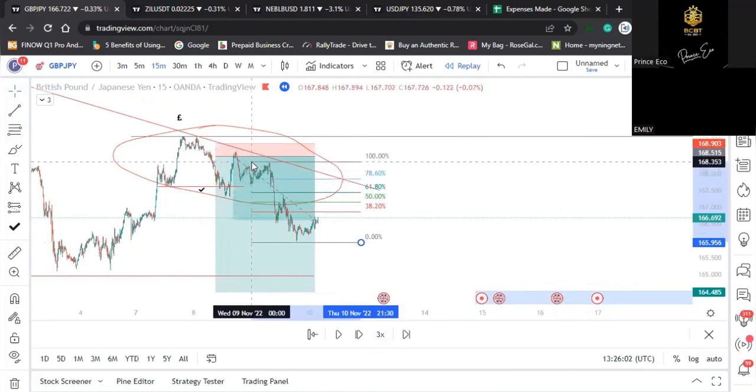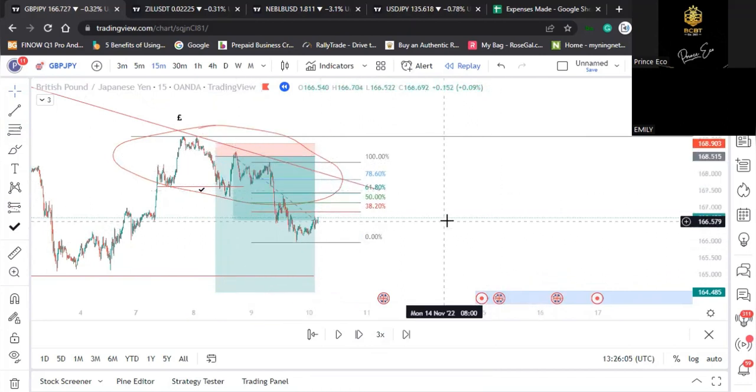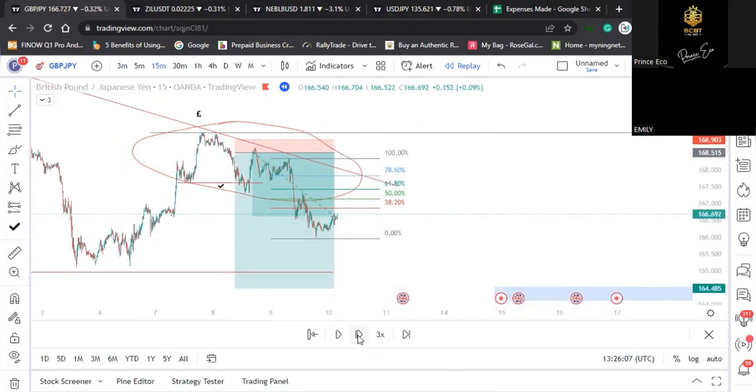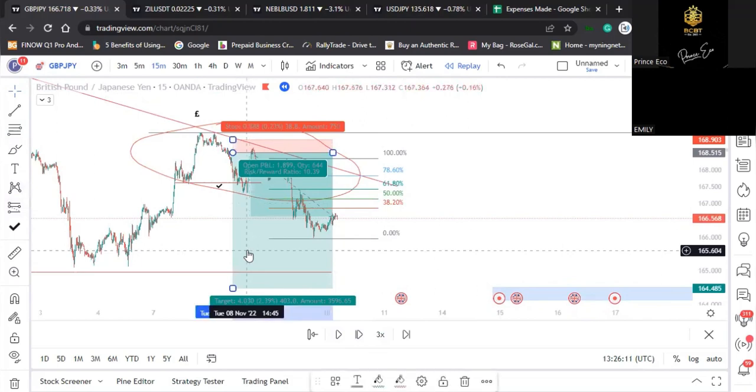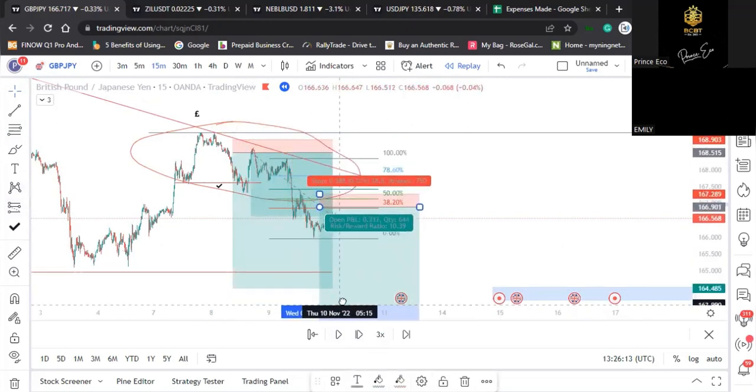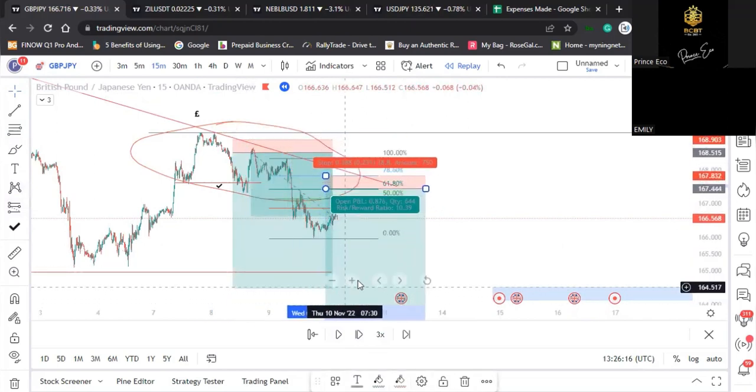Catch it here. That's if you want to open another position. Tendencies might be, you might not even see. You might not catch this trade right now, but then let's see.